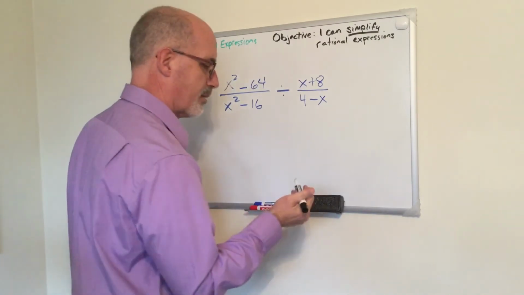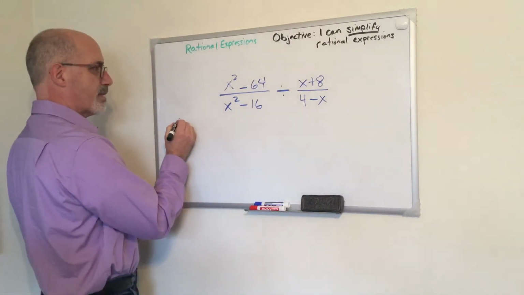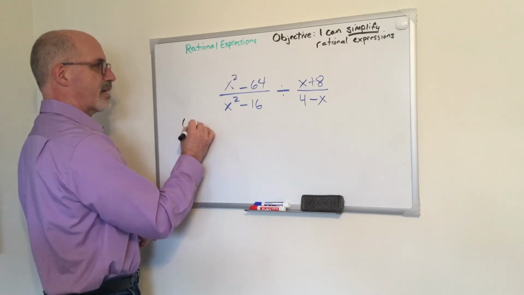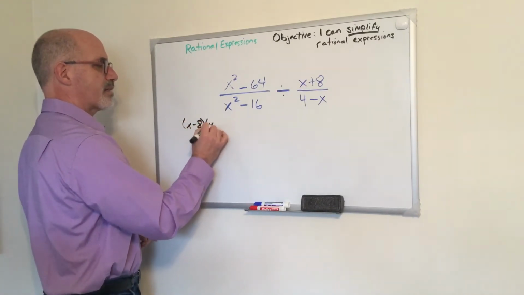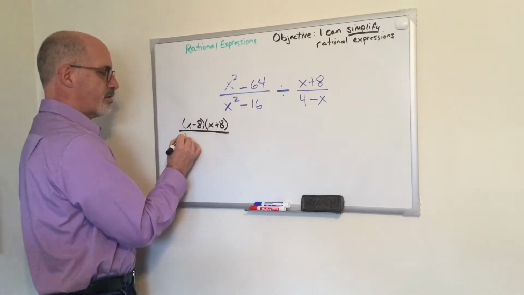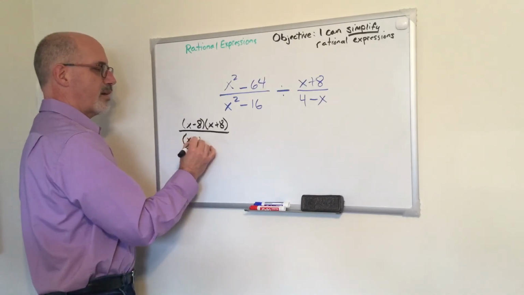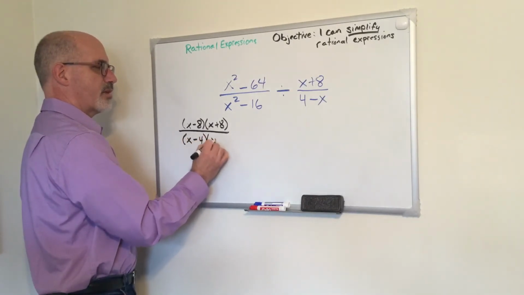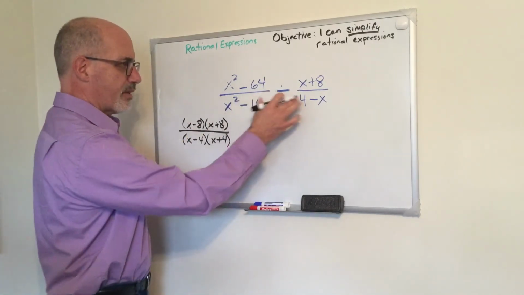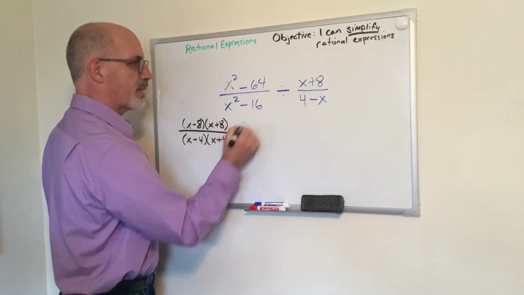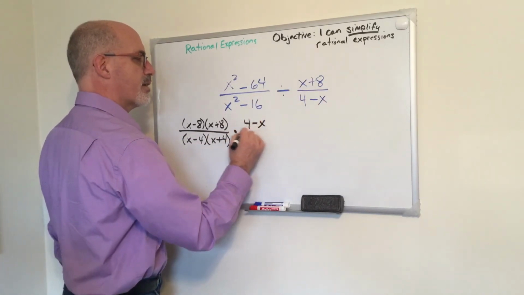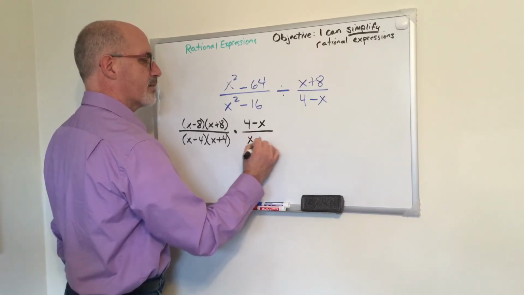And at the same time, just to save us a couple steps, I'm going to factor this one at the same time. So this first numerator, that's the difference of squares, so that's x minus 8 times x plus 8. And down here, that's also the difference of squares, so that's x minus 4 times x plus 4. So factored out. Now this one I'm going to make into multiplication and do the reciprocal. I'm going to have 4 minus x and x plus 8.